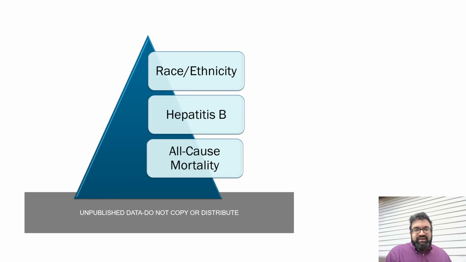This figure clearly demonstrates the relationship that we studied. So we first tried to determine if there's a relationship between hepatitis B virus and all-cause mortality. And then we tried to see if race was an effect modifier in this relationship.